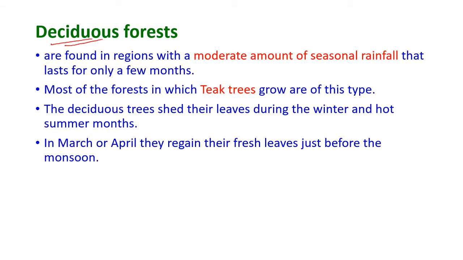Next, the deciduous forest. These deciduous forests are found in the regions with a moderate amount of seasonal rainfall. So, this seasonal rainfall will last only for a few months of the year, and most of the forest in which teak trees grow are of this type. That is the deciduous type of forest. And the deciduous trees shed their leaves during the winter and also during the hot summer months, and again in the month of March or April they regain their fresh leaves just before the onset of monsoon.